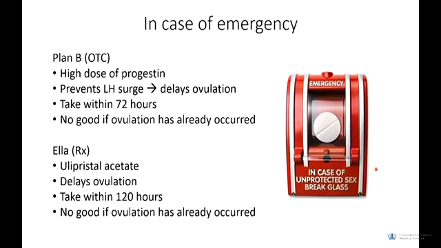So, in case of emergency, what do? You can take Plan B, which is over the counter. It has a high dose of progestin to inhibit the LH surge to delay ovulation, and you have to take it within 72 hours. Then there's ELA, which is prescription and has something called ulipristal acetate that also delays ovulation up to 120 hours after the incident, but neither of them is good if ovulation has already occurred.